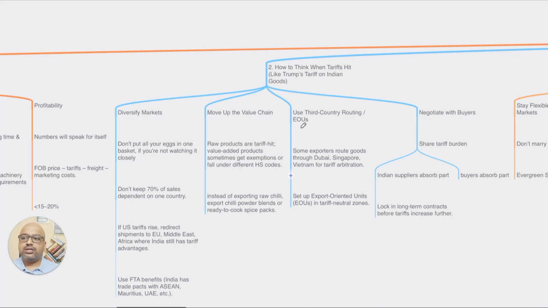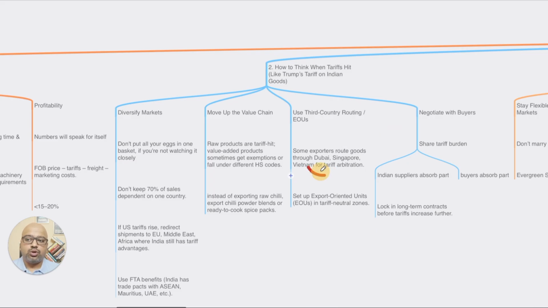Okay. So there is a third routing which I have already mentioned. Either you send it to Dubai or Singapore or Vietnam and take a tariff exemption and then route the products. But here there is something called minimum value adding in those countries. Between Vietnam and US, you need to check what is the minimum value adding that you need to do in Vietnam to send the products to the US at a duty exemption.